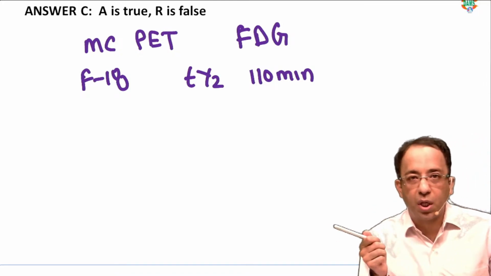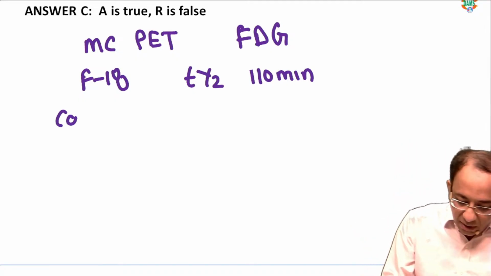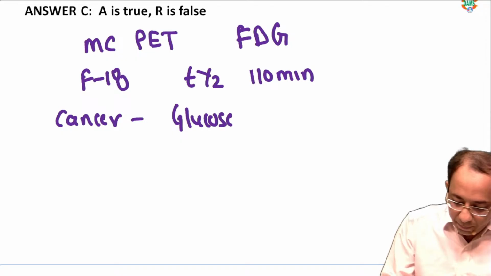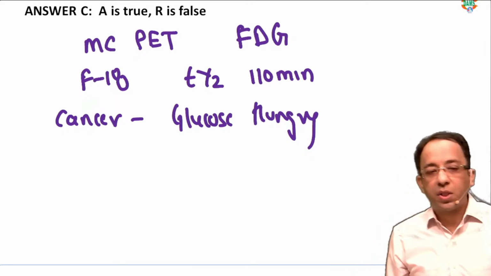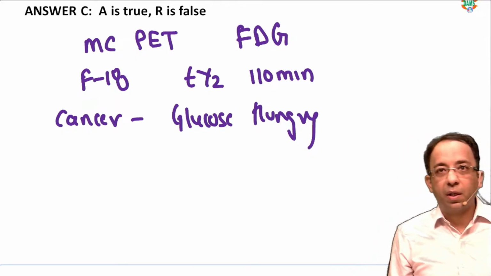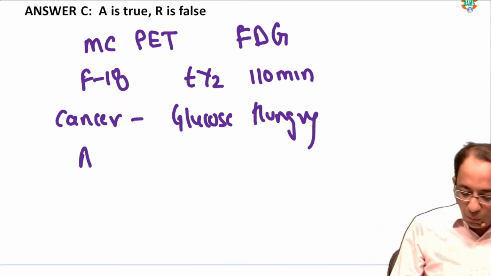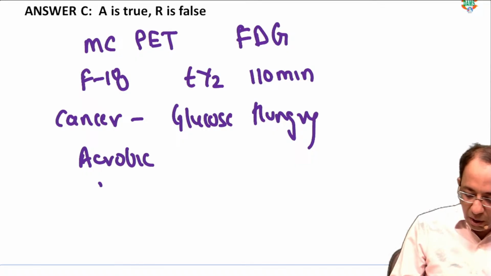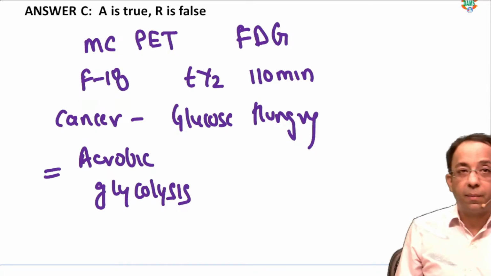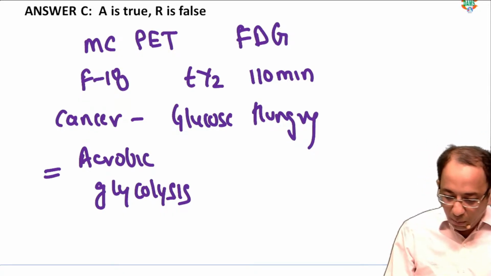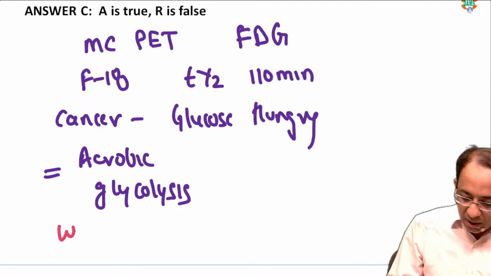So what is FDG? FDG is a glucose analog. And cancer cells are constantly glucose hungry. Can you tell me why? Because even in aerobic environment, the cancer cells undergo glycolysis. They don't undergo Krebs cycle, which is called as the Warburg effect. So the cancer cells are constantly glucose hungry.